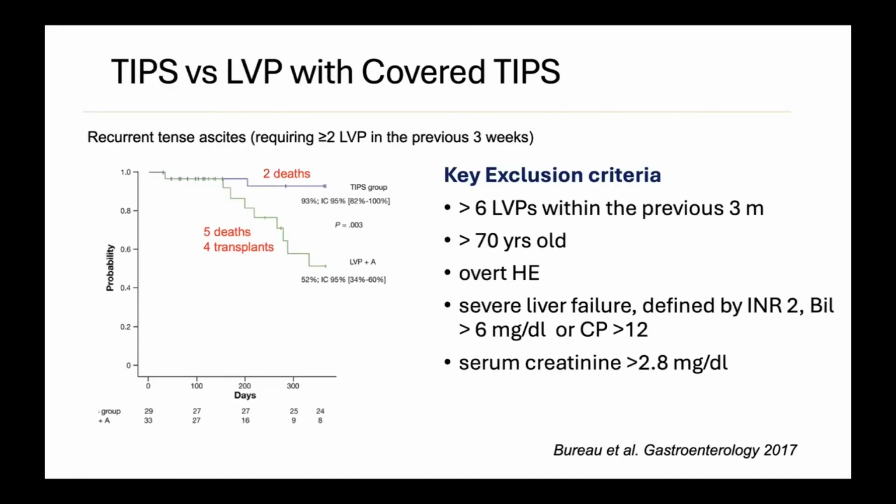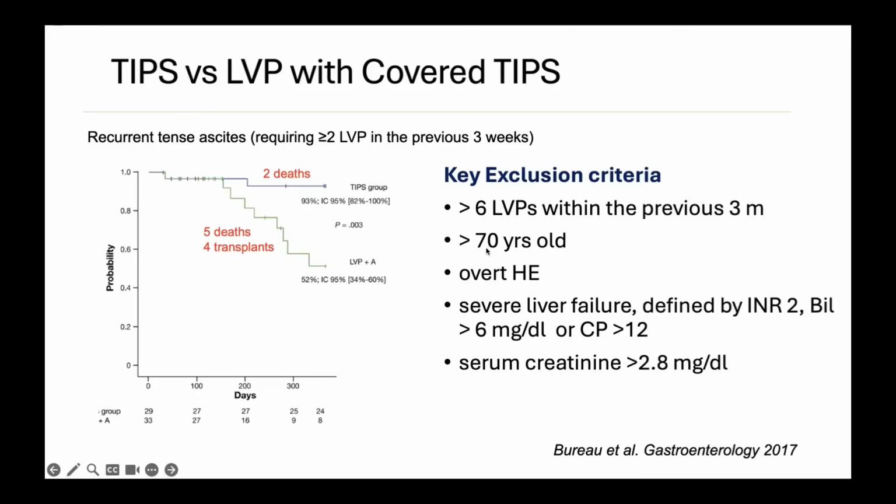It's important to know the key inclusion and exclusion criteria. Patients with more than 6 large volume paracenteses within the previous 3 months were excluded. This was because they thought that TIPS would be the standard of care in France. But it excludes patients with more advanced sodium retention, circulatory dysfunction, patients more than 70 years old, severe hepatic encephalopathy, and severe liver failure. So to exclude a patient, the patient had to be really bad, with a serum creatinine of more than 2.8.